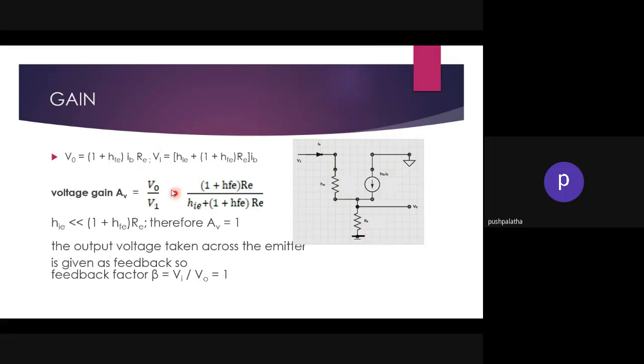Okay, right. So what is the voltage gain? V naught by V input. If I substitute, you will get that HIE is very small in value when compared to (1 plus HFE) into RE. Therefore, I'll get AV equal to 1. Okay, so the output voltage taken across the emitter is given as feedback. As I told you, this is a feedback resistor. So beta equal to VI by V naught, the reciprocal of gain, which is equal to 1. Okay, AV equal to 1, so beta equal to 1. So if you are very keen on circuit observation, no need to go for all these calculations.